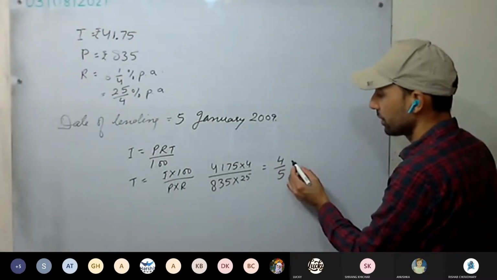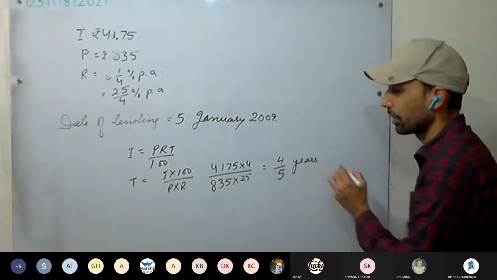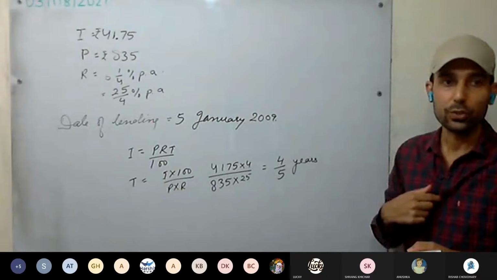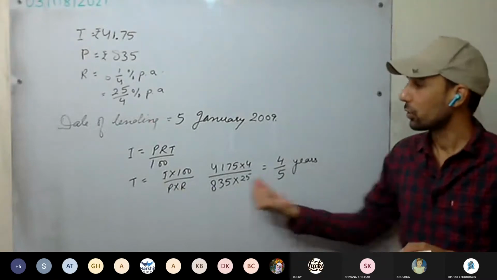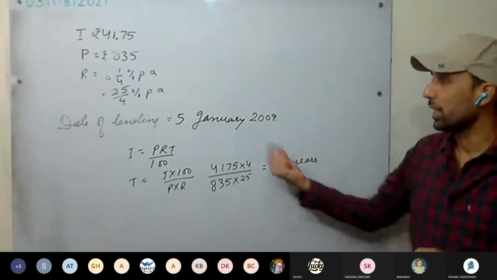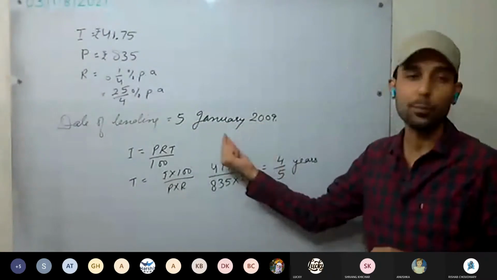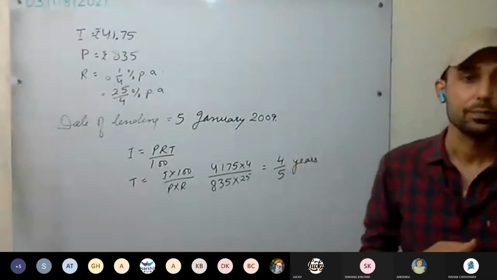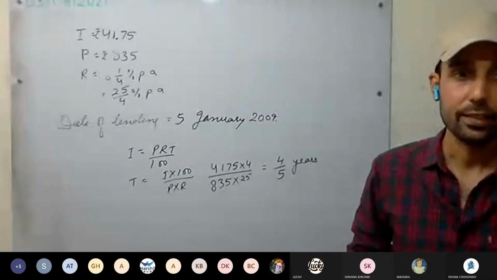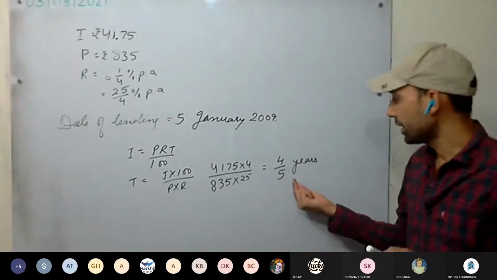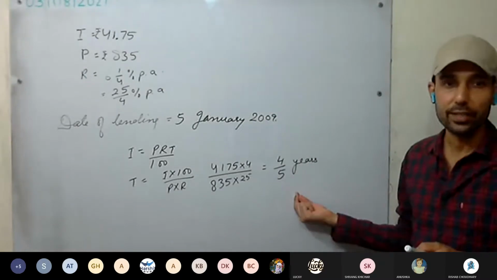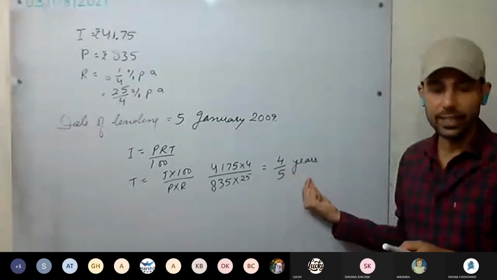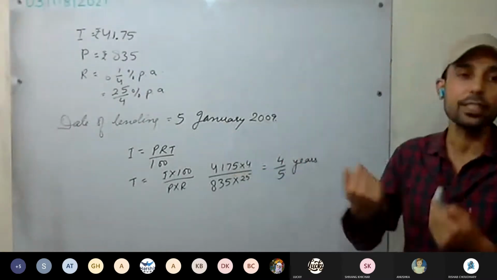4 by 5 years, because we are calculating rate per annum, so time will come in years. So the time for which it has been lent is 4 by 5 years. And we have the date 5 January 2009. We need it in days so that we can calculate the date up to which it has been lent.